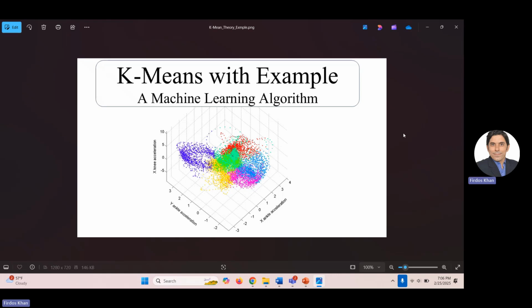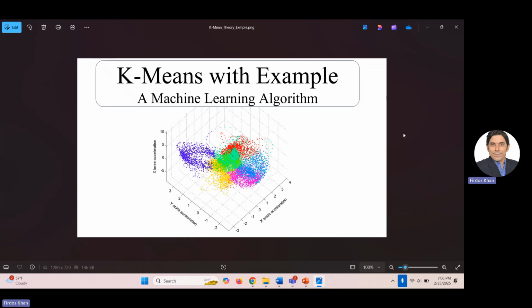Hello guys, in this video I would like to explain the K-means machine learning algorithm with an example from real life. You can take other examples as well. After this video we will have the next two videos. In one we will implement K-means in Python, and in the other we will implement the K-means algorithm.